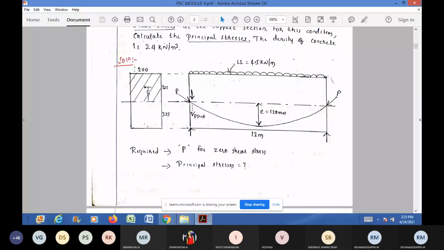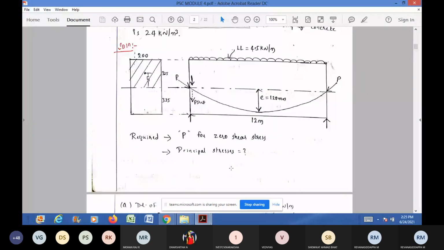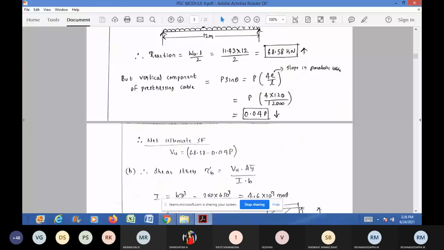Now the shear stress at the support is given. How much is it given? Tau V equal to 0. Below that, you take that condition. Write case 1: shear stress at support is equal to 0. Below you write tau V equal to 0.